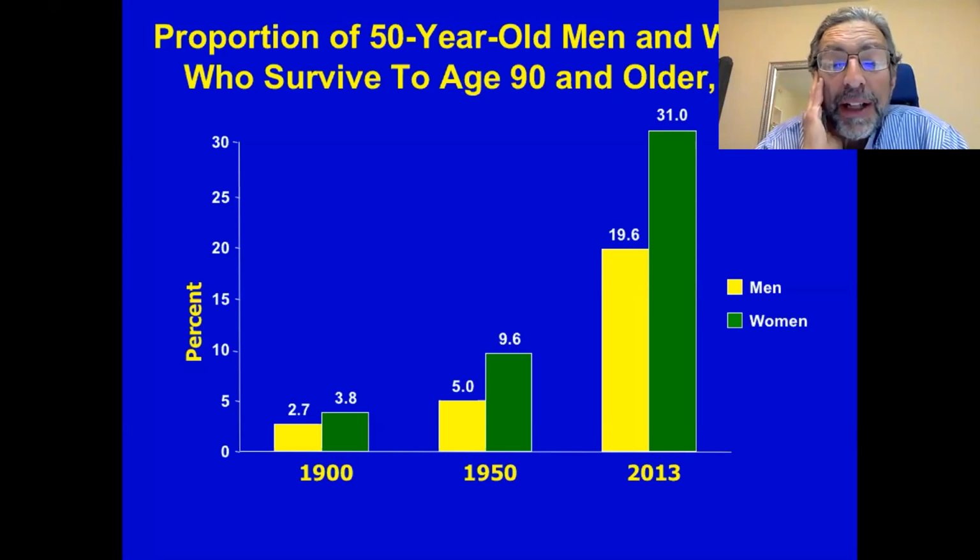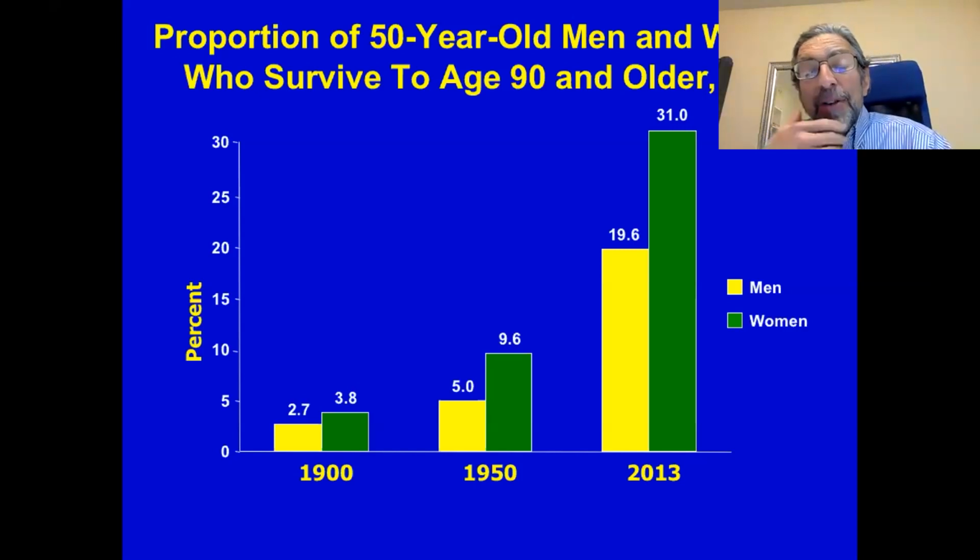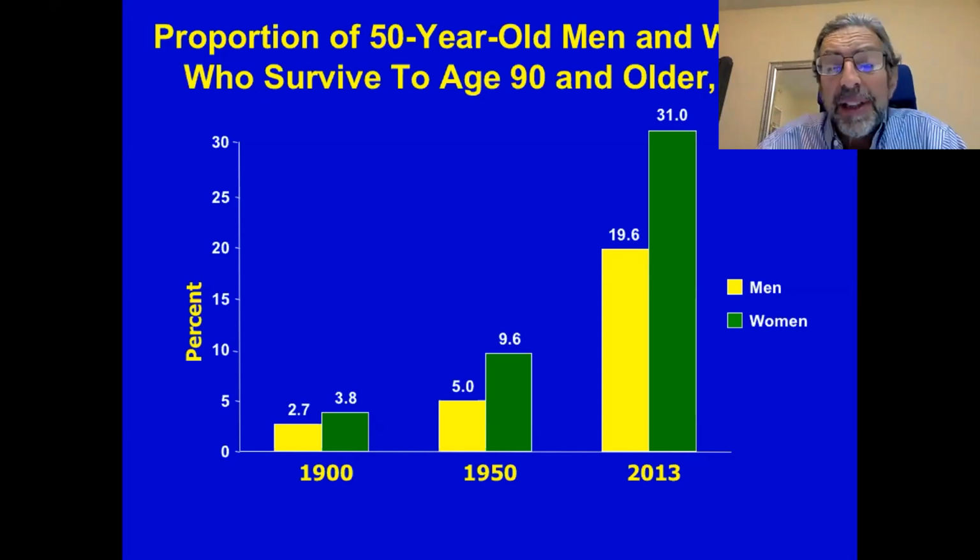50 years later, by 1950, things had improved somewhat, not tremendously, but 5% of men and nearly 10% of women who were age 50 could be expected to go on and live to 90 or older. In the end of the 20th century, mortality rates dropped a lot in older men and women. And here we see data for 2013. These numbers have continued to rise a little bit since then, but about 20% of men and over 30% of women who reach age 50 can expect to live to 90 or older.